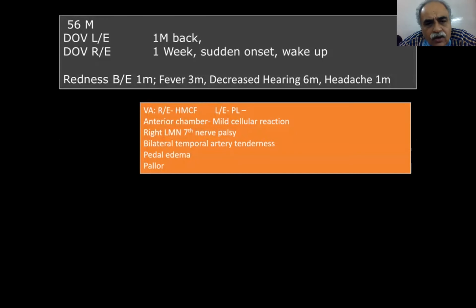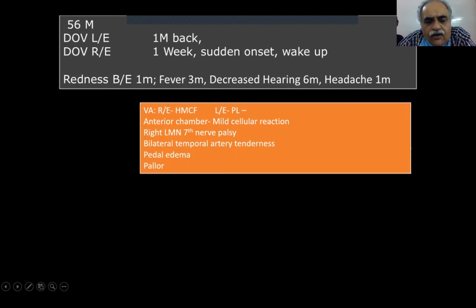In contrast to non-arteritic AION, we have another entity called arteritic AION. I mean, that's vasculitic. So this is a typical patient of a vasculitic AION. A 56-year-old male comes to us with decrease in vision, has had 2 episodes in a duration of 1 month. The first episode involved the left eye 1 month back, and the right eye has now been involved for the last 1 week. It is sudden in onset, and it was noticed on waking up.